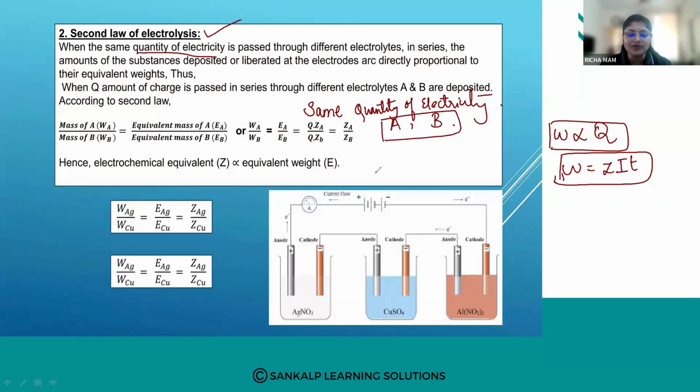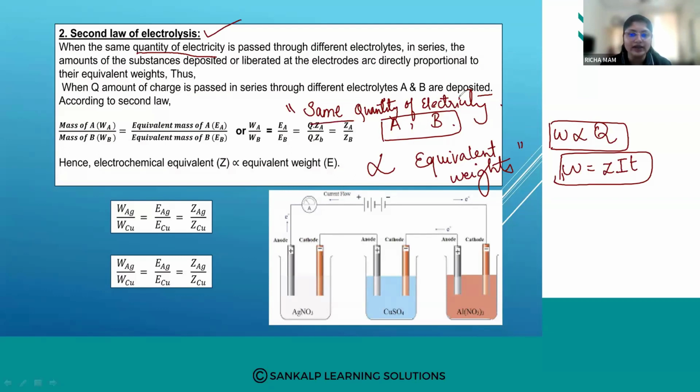So whatever the amount of substance is produced, obviously, when you are passing some quantity of electricity through the electrolytic solution, some amount of substance will be produced at the electrode. Whatever the amount of substance produced at the electrodes is directly proportional to their equivalent weight. So this is the second law of electrolysis.